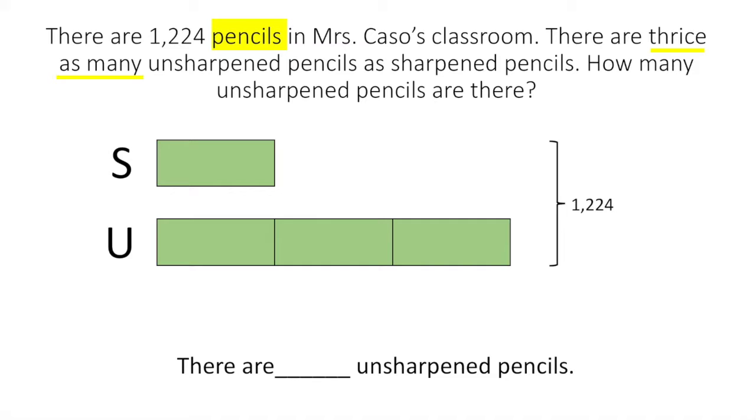Now I can read the final sentence and mark my question mark, which is what I'm solving the problem to find. How many unsharpened pencils are there? So my question mark is going to go on the unsharpened pencils. And now I can solve.